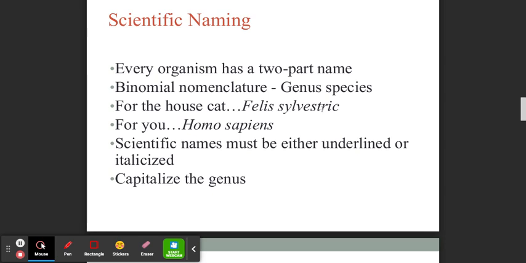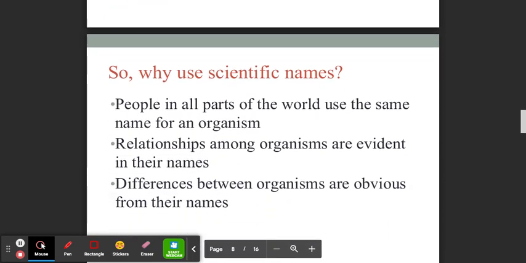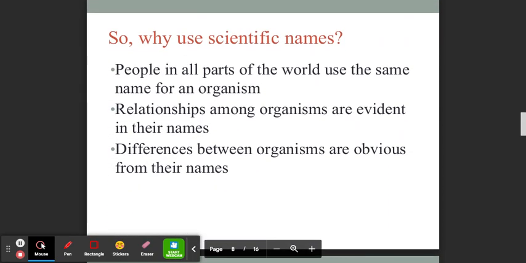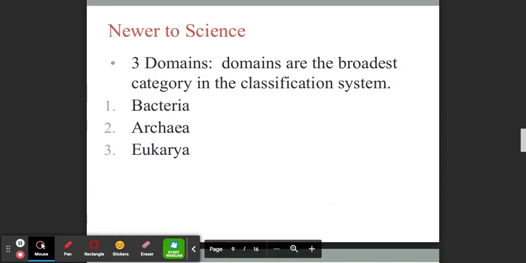For human beings, our common name is human beings, but our scientific name is Homo sapiens. So our genus is Homo and our species is sapiens. You always want to underline or italicize it and capitalize the genus. So why use scientific names? People in all parts of the world use the same name for an organism. Relationships among organisms are evident in their names, and differences between organisms are obvious from their names. So it really helps us determine the relationship between organisms.